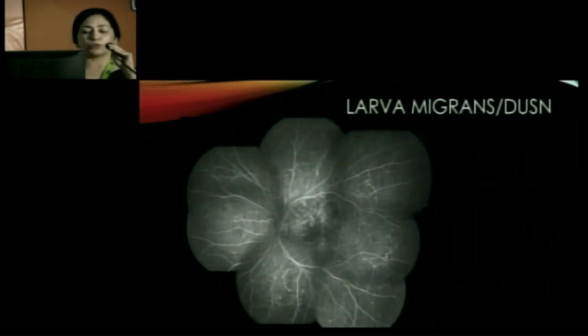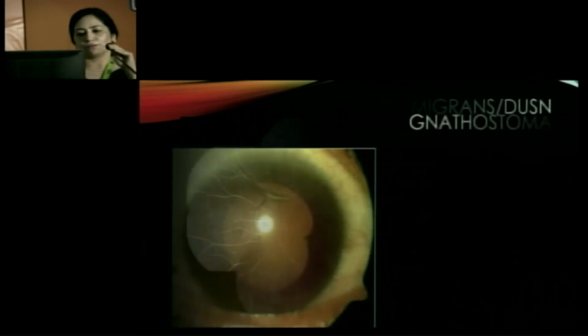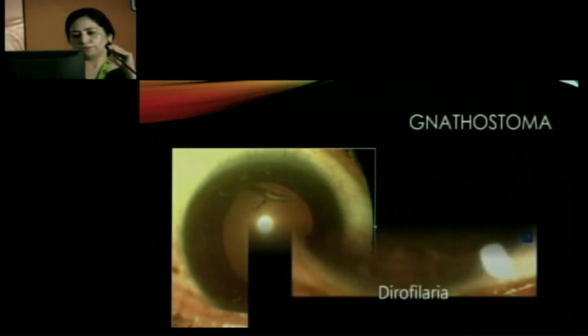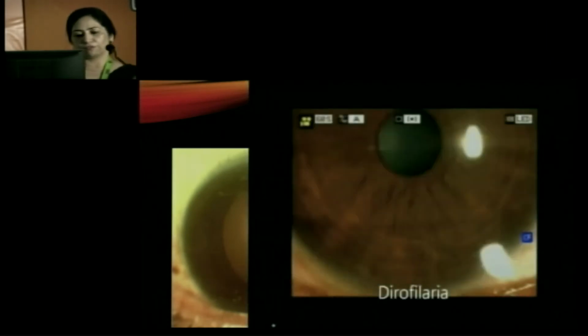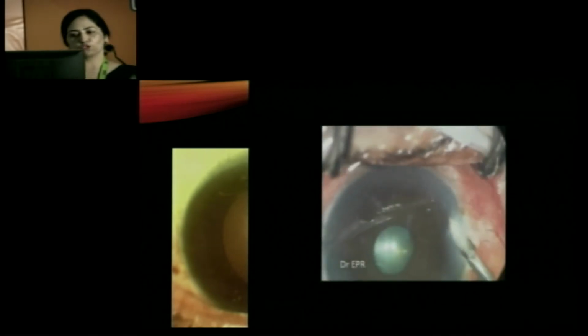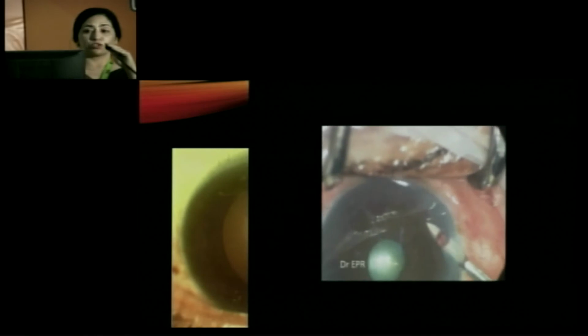A typical DUSN where you see migrating tracts on the RPE. This was a gnathostoma here in the anterior chamber. So we have a common worm infestation in this age group seen, and we are in a zone where we are endemic for gnathostoma. This first one was dirofilariasis. This is a gnathostoma, which is visco-expressed from the anterior chamber.